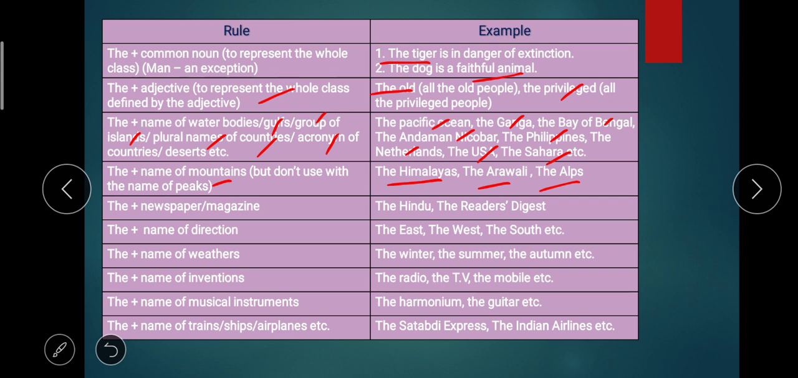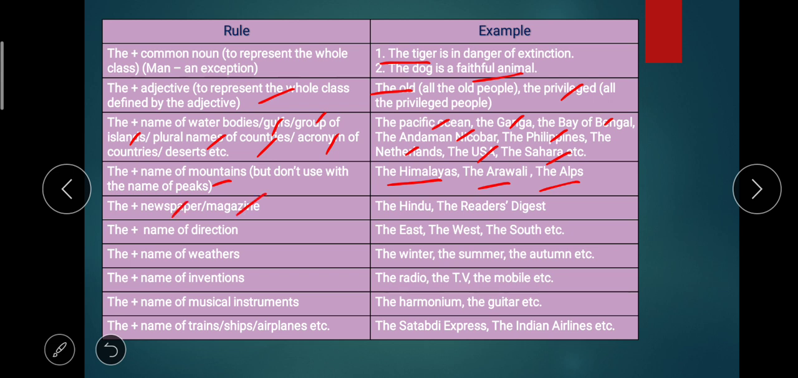But if we talk about Mount Everest, we never say the Mount Everest. It would be wrong. We simply use zero article with peaks. So Mount Everest, K2, Kanchenjunga, Dhaulagiri, all these are the peaks, and we don't use the before their names. Keep it in mind.